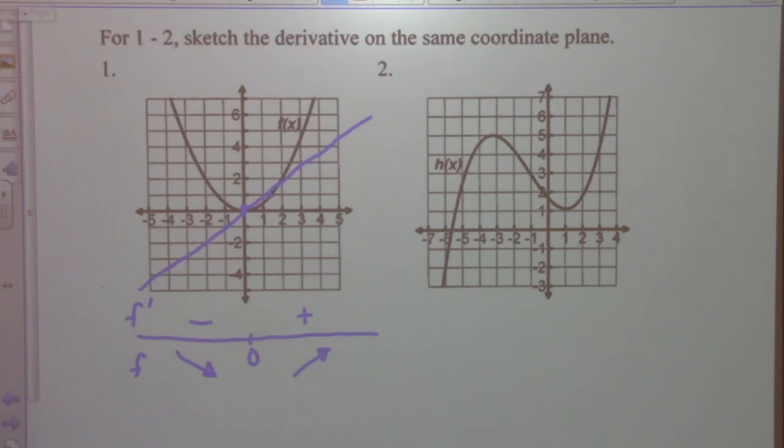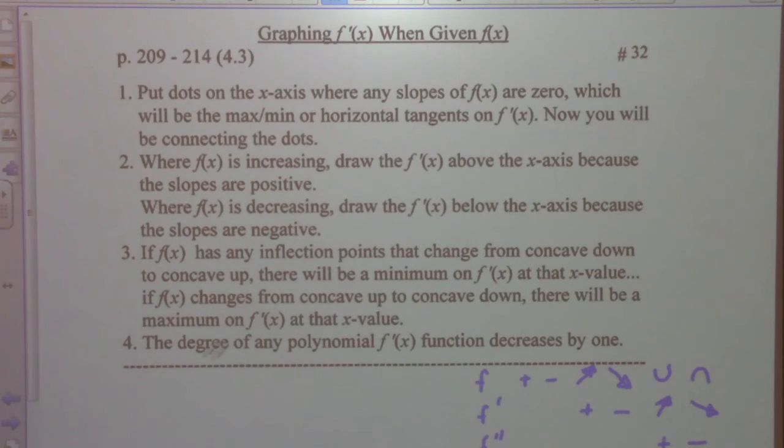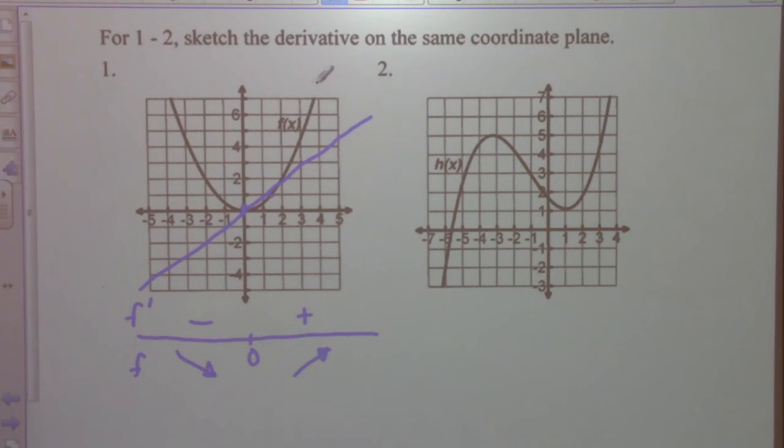And if we look back here, did you see number 4 right here? The degree of any polynomial f prime of x function decreases by 1. This appears to be some kind of x squared function, so you know the degree of the derivative is going to be decreased by 1, and that's how you get a line from that.